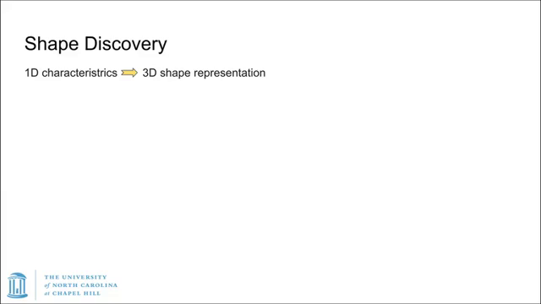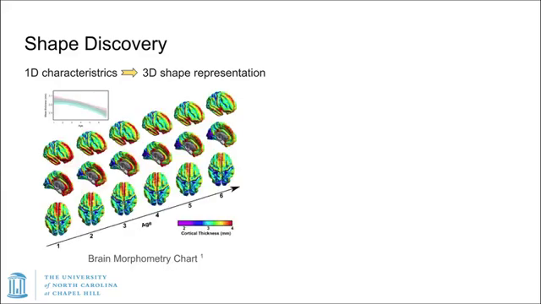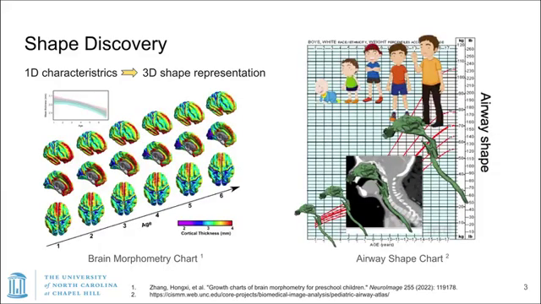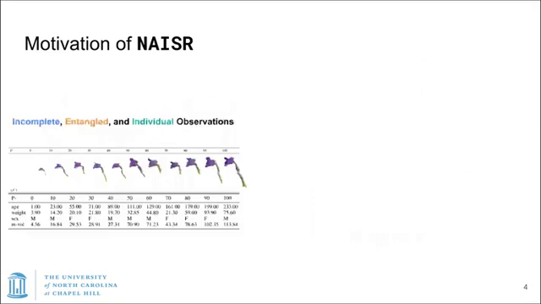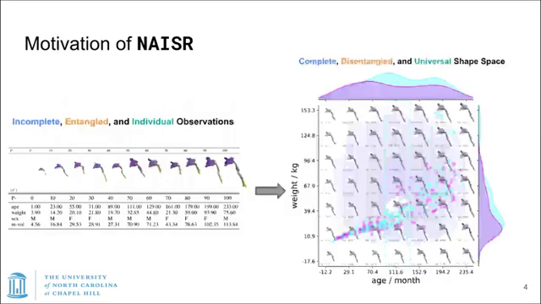For example, we'd like to know how the brain shape changes across time, or how the airways develop from birth to adulthood. Neither is there such a shape representation which can extrapolate from incomplete, entangled, and individual observations to the complete, disentangled, and universal shape space.